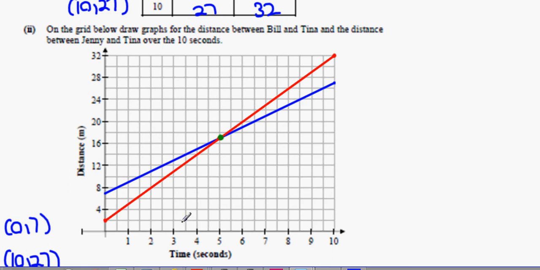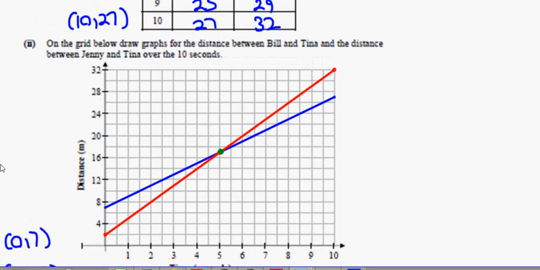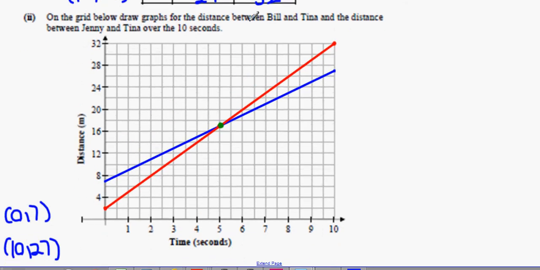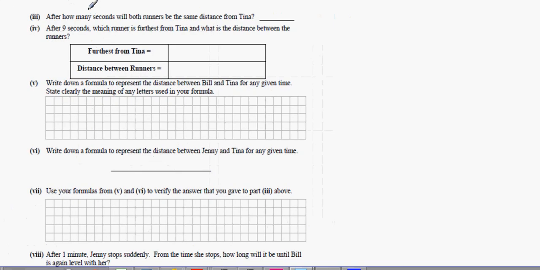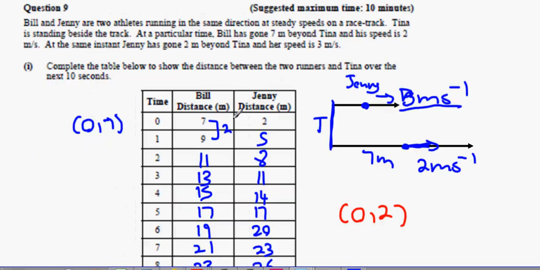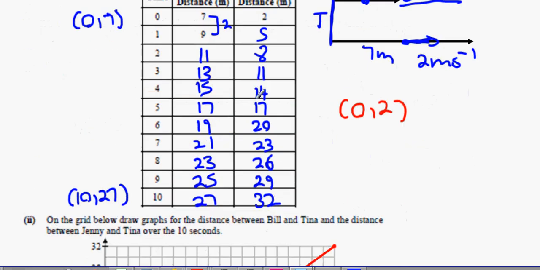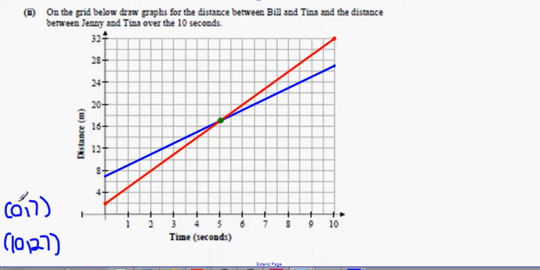So on the grid below, draw two graphs: the distance between Bill and Tina, and the distance between Jenny and Tina over 10 seconds. That's done. After how many seconds will both runners be the same distance from Tina? Well, they're the same distance from Tina after 5 seconds because they're about at 17. We can see it from the graph here, down here to 5 seconds. So the answer to that one is going to be 5 seconds.